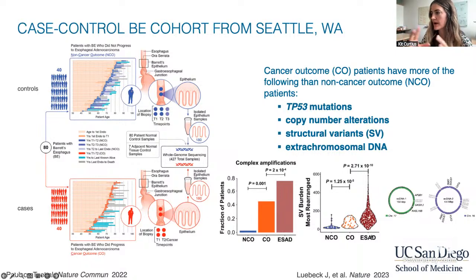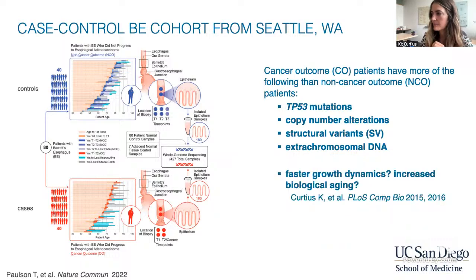And they also see more extrachromosomal DNA structures, which are these circular DNA structures. Some other things that we've looked at are, do you think that there's faster growth dynamics and increased biological aging? We've published a bit on this in the past and are still working in this space, but I'm not going to talk about these projects today. What I want to focus on today is actually the microbiome that we've analyzed from this data.